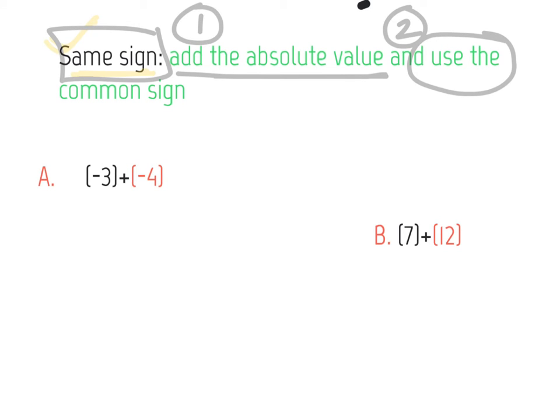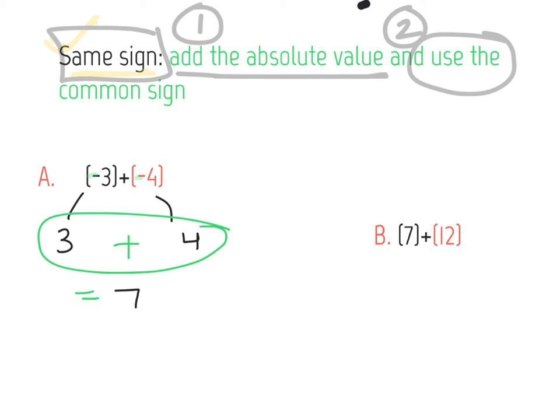So let's solve the first question. It says -3 plus -4. What is the same sign? The same sign here is negative. So you have to add the absolute values. What is the absolute value of -3? It is 3. And what is the absolute value of -4? It's 4. So it says add the absolute values. So 3 plus 4 gives me 7. Use the common sign. What is the common sign? The common sign is negative for both -3 and -4. That means the common sign is minus. Thus my answer is -7.